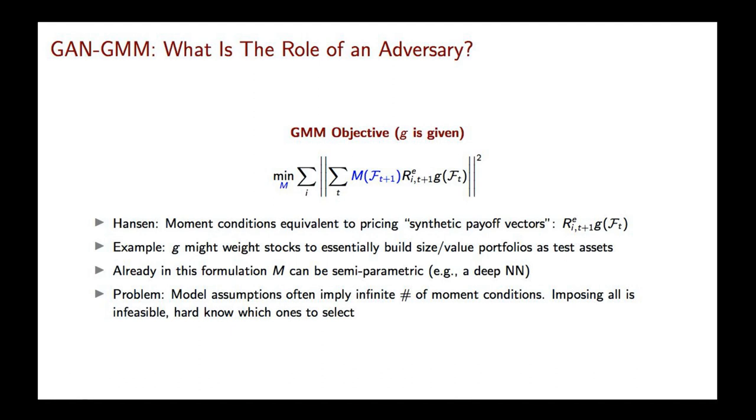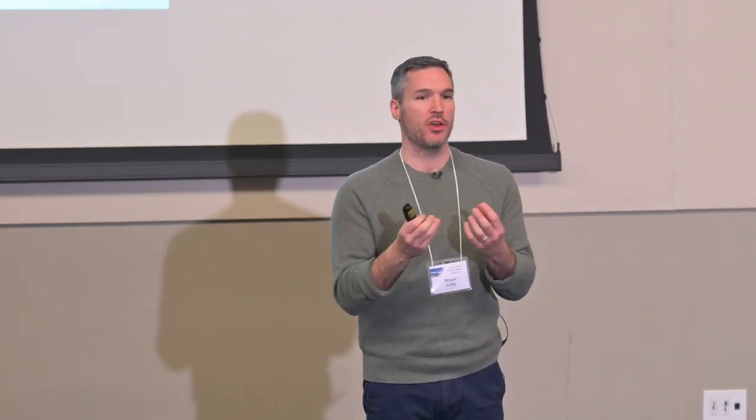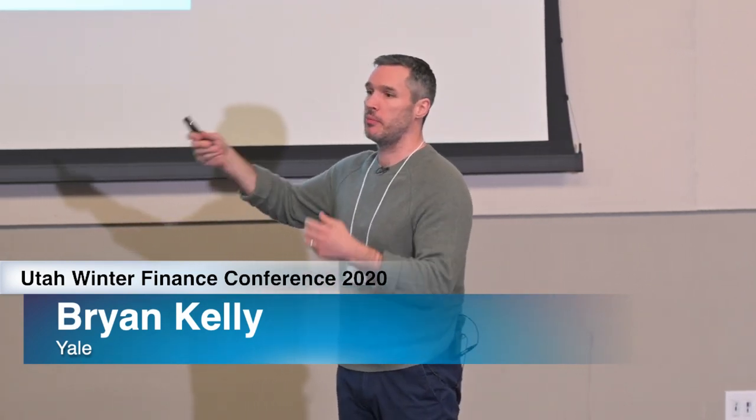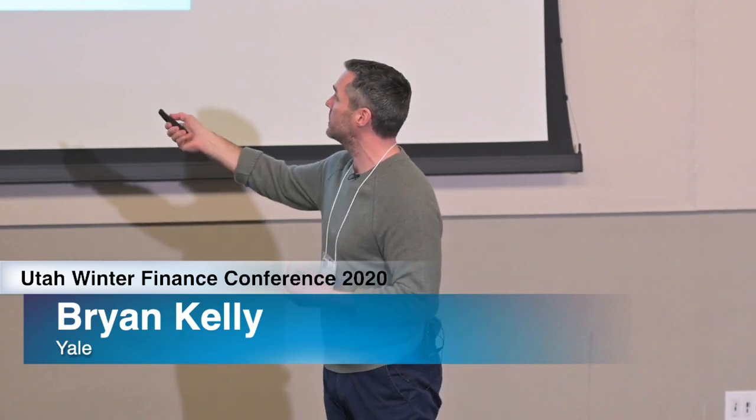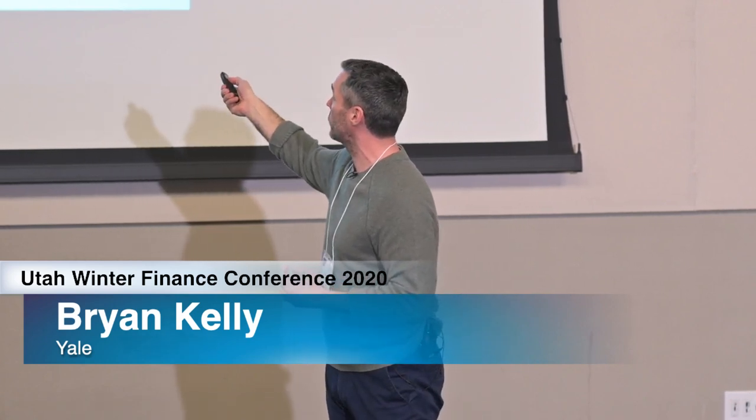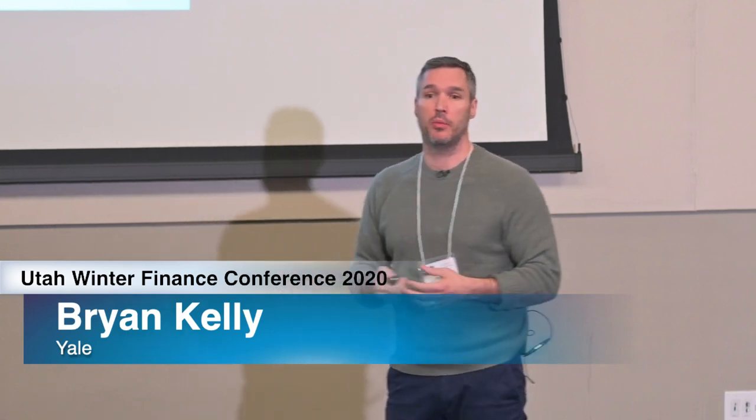Okay. So I'm going to move a little bit faster. These moment conditions, these G's here, right? Hansen tells us, of course, these are just synthetic payoff vectors. I'm building portfolios. The weighting function, the moment function, is just a way of choosing portfolio weights, right? It's designing test assets. I'm going to pick an SDF to best describe the return patterns that I see in my collection of test assets, which are the product of the returns and the moment condition. All right, the instrument, okay.